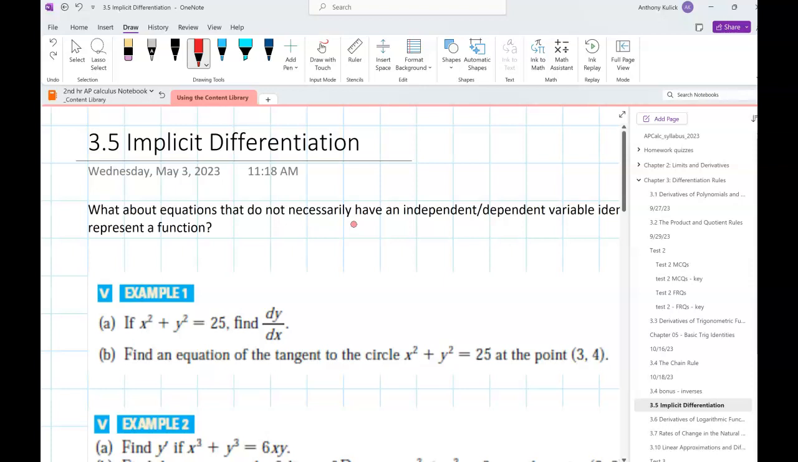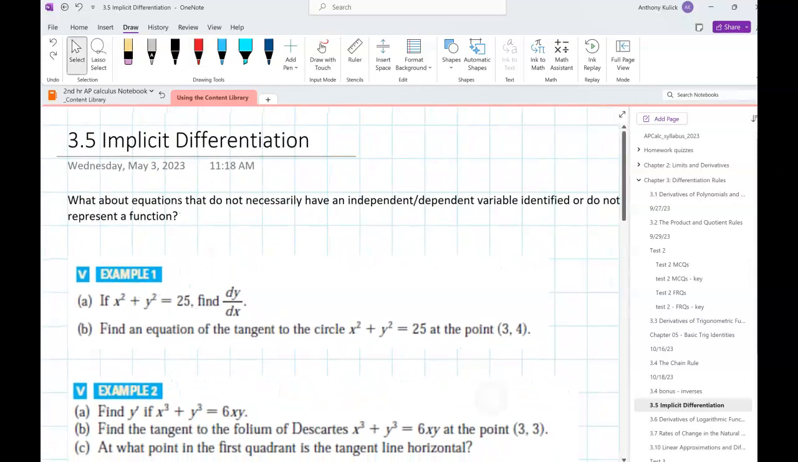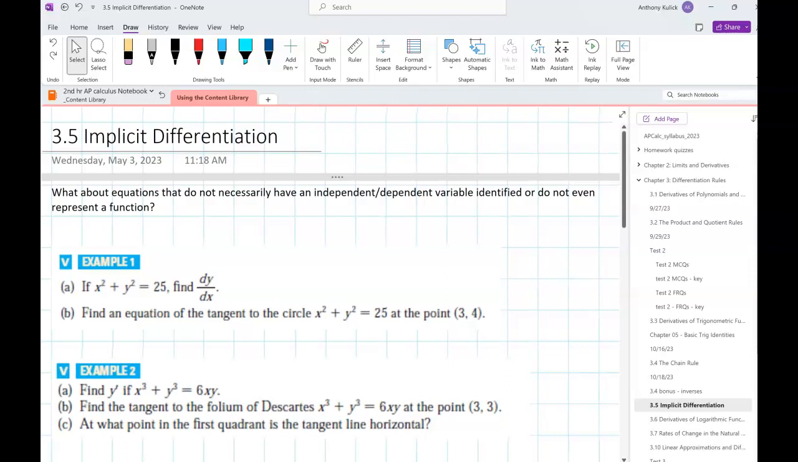So let's talk about implicit differentiation here. What should we do if we're trying to take the derivative of an equation without an obvious independent-dependent variable relationship, where it doesn't start with y equals or f of x equals? What if it's something that looks like x squared plus y squared equals 25?